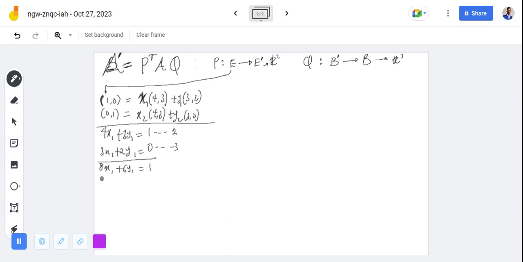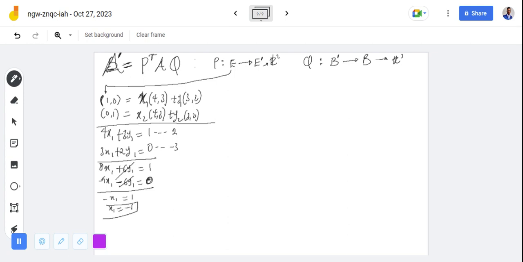Then I have this as minus 9x1, minus 6y1 is equal to 0. We've done this one before. So if this cancels this, I will be left with minus x1 is equal to, adding this together, I have 1. So my x1 is equal to minus 1.